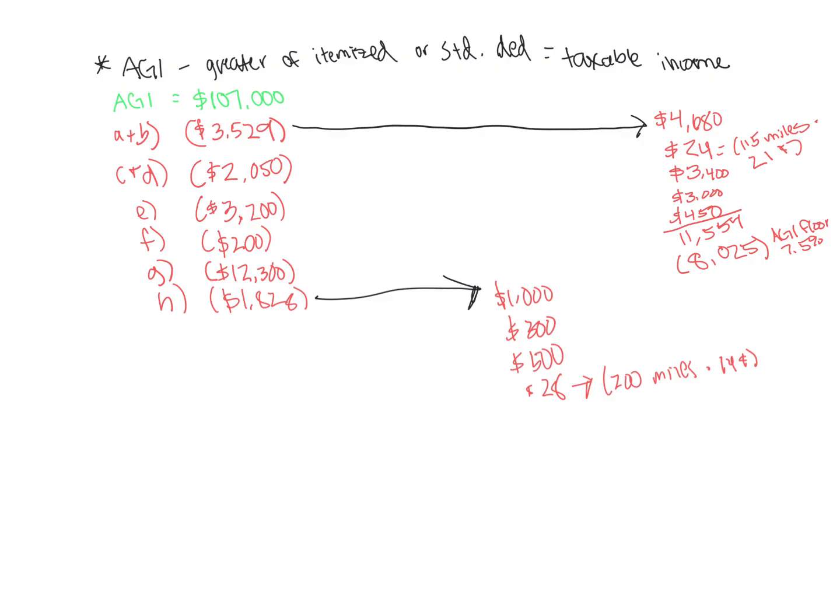So it mentions that Shauna also contributed $1,200 worth of services to her church last year. The value of services donated is not deductible as a charitable contribution. So that was why we excluded that number. Now, if we look at letter I.